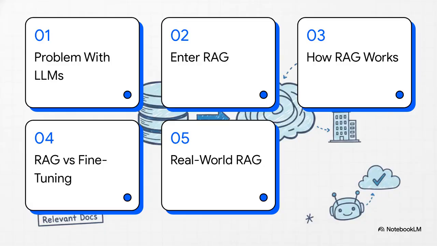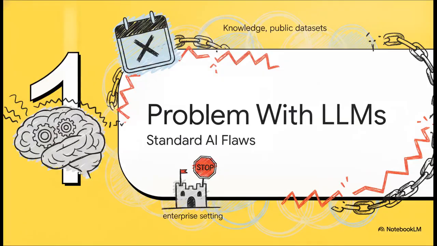Okay, let's dive into this roadmap. We'll kick things off with the problem with standard LLMs, then we'll enter Retrieval Augmented Generation. Next, we'll look at how RAG actually works under the hood, compare it against fine-tuning, and finally, we'll explore some real-world RAG applications.